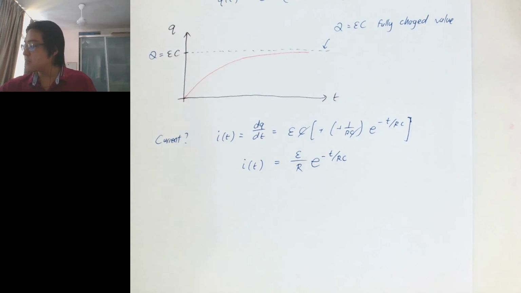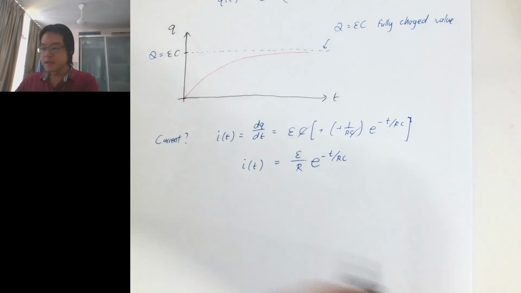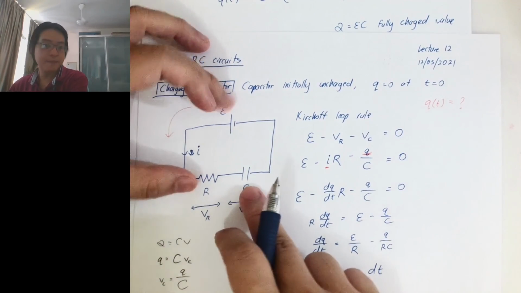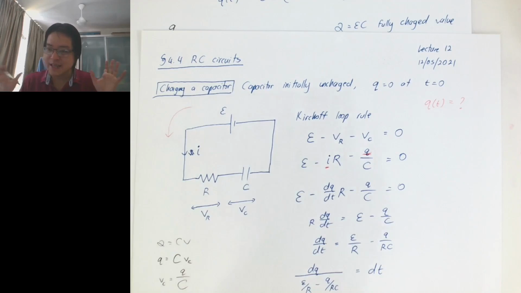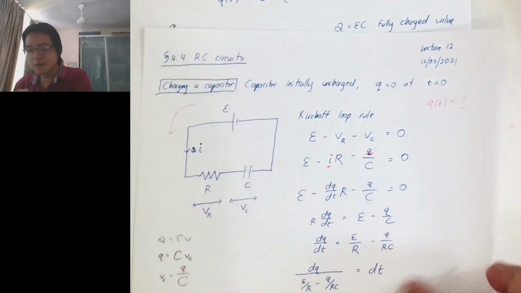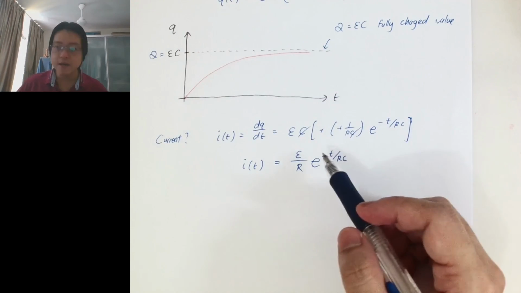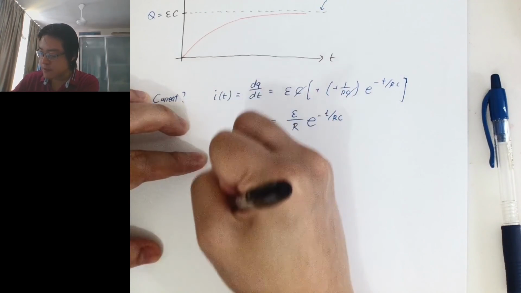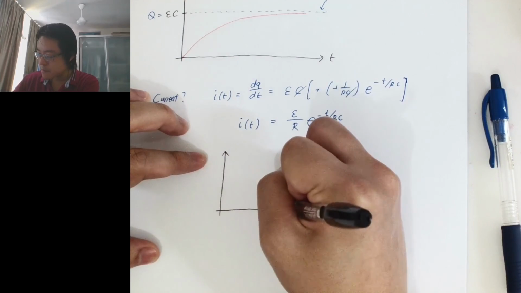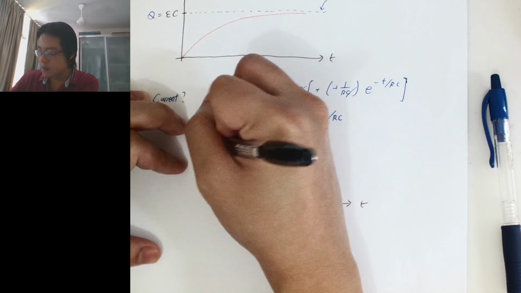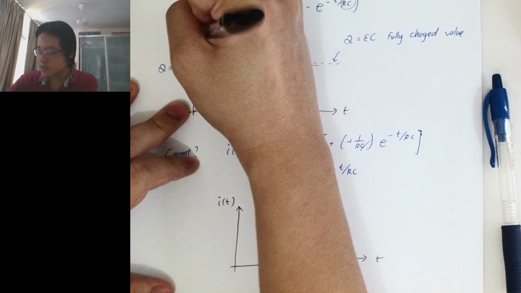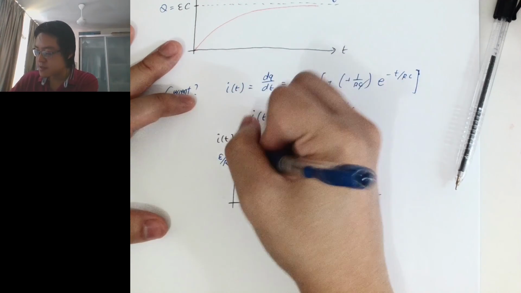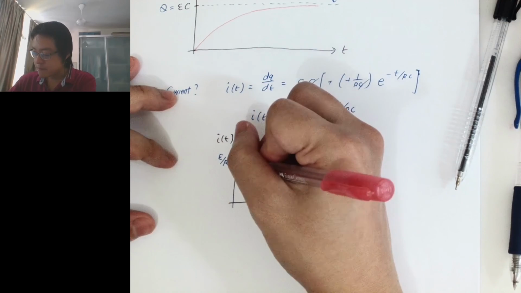At time 0, the current is just like Ohm's law between these two. Because the capacitor has 0 charge, it's not really affecting the circuit yet, but as it goes beyond 0, the current will decrease. So this is an exponential decay. If I plot the graph of current against time, initially this is the EMF over the resistor, but this is an exponential decay.